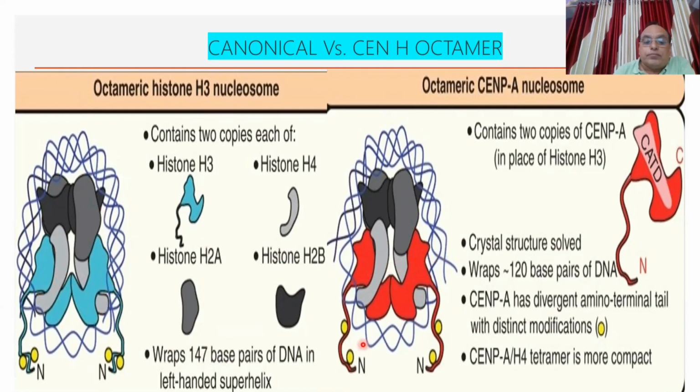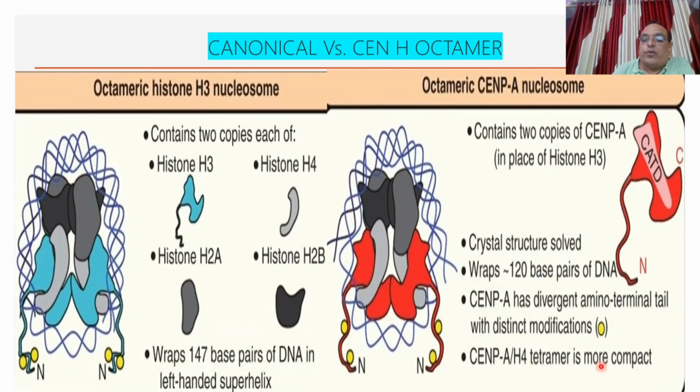But here you see that around 120 base pairs are wrapped. So the main difference is that here 146 to 147 base pairs are wrapped, and here only about 120 base pairs are wrapped. CNP-A has a divergent amino tail with distinct modifications, as we have compared that the amino tails of these two, that is CEN-H3 and canonical H3, differ.